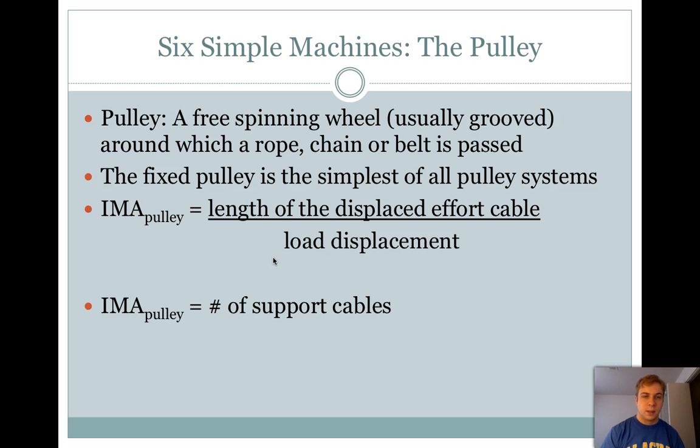A pulley is a free spinning wheel, usually grooved, around which a rope, chain, or belt is passed. The fixed pulley is the simplest form of all pulley systems. The formula is length of the displaced effort cable divided by load displacement, and the ideal mechanical advantage for a pulley is the number of support cables.